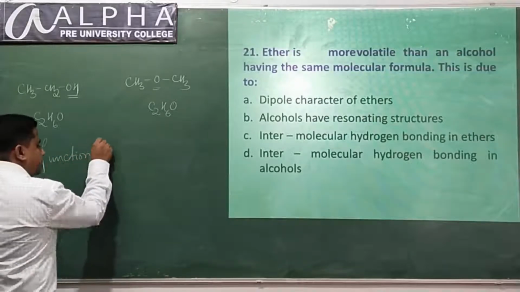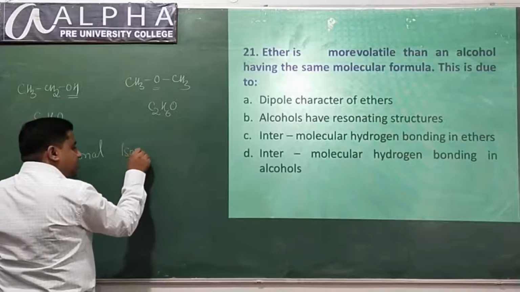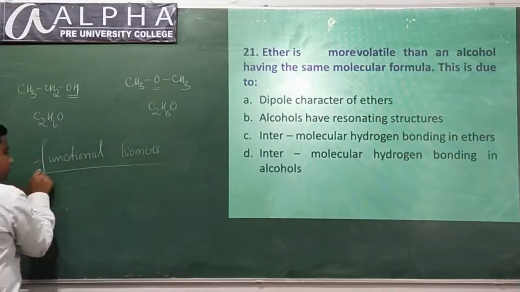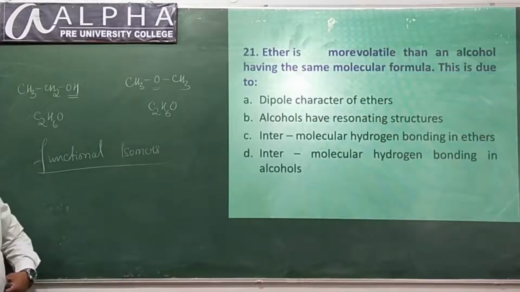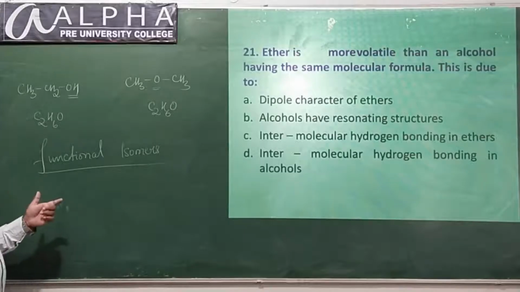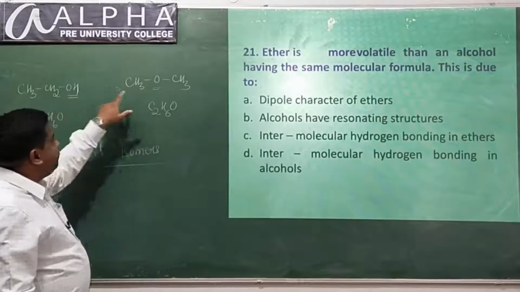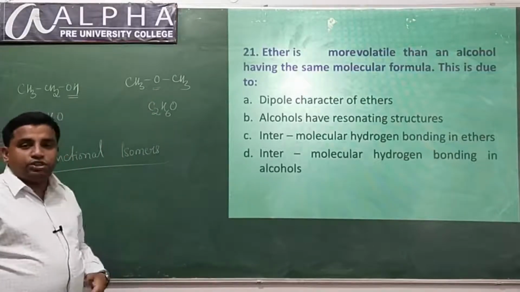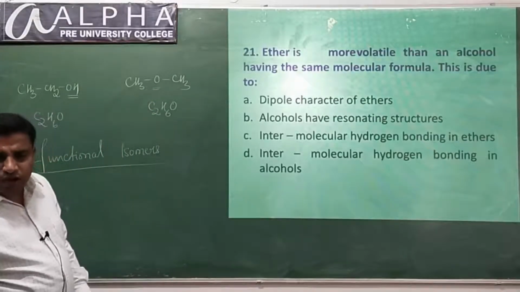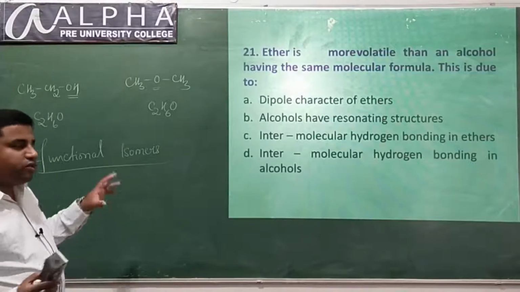They are called as what? Functional isomers. Are you able to understand? Compounds having the same molecular formula but different functional groups are called functional isomers. We will study this in organic chemistry. It is not the point of discussion now.